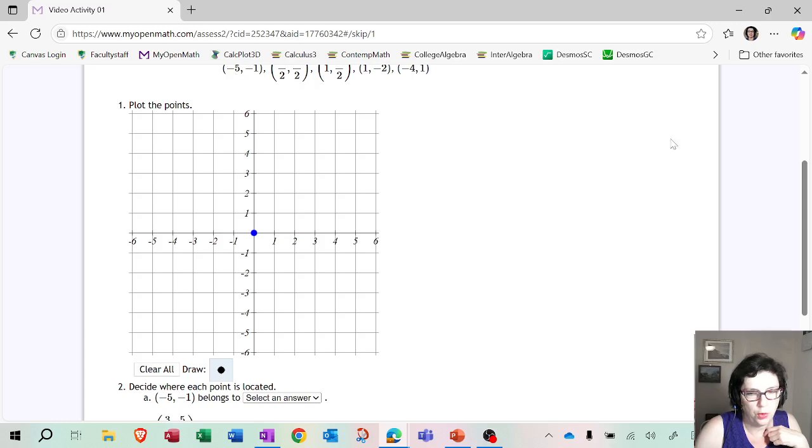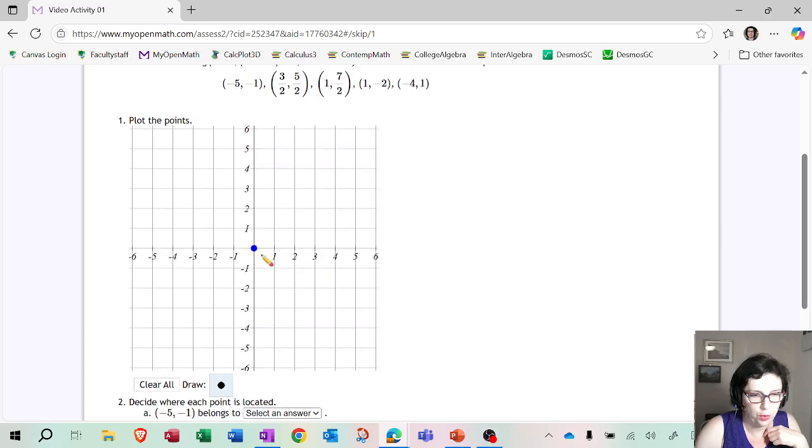Okay, and then you're gonna go -5, which means you're gonna go 5 to the left. So I'm gonna grab this point. I'm gonna position my mouse over the point. So now I can grab it and press the left mouse button, and I'm gonna jump 1, 2, 3, 4, 5 to the left. And then the y coordinate is -1. So I'm gonna go 1 down. And that's where my point is going to be, -5, -1.